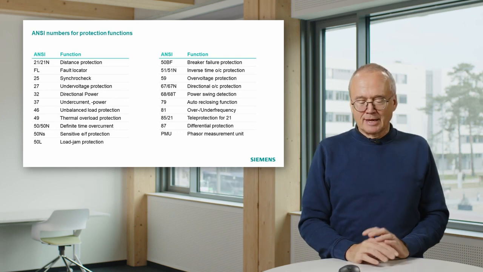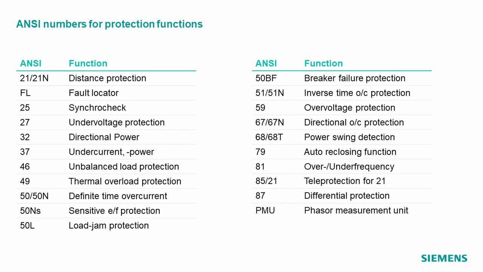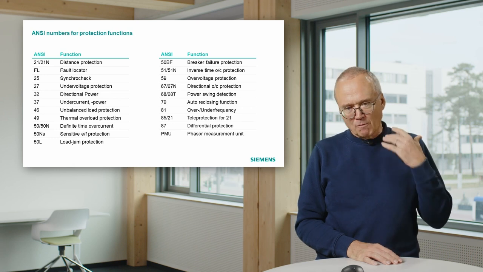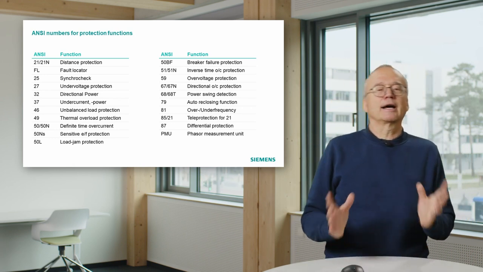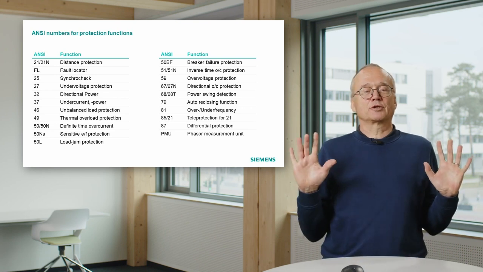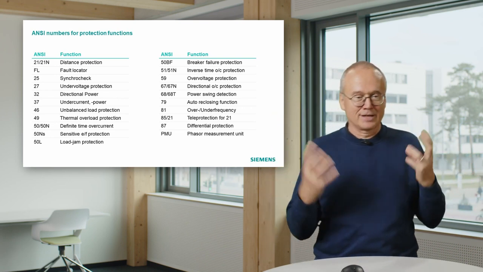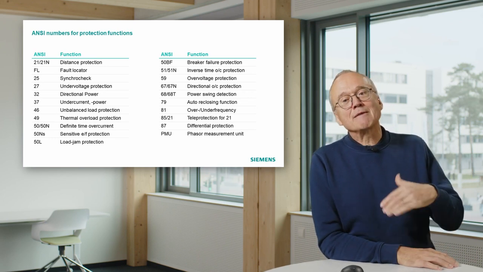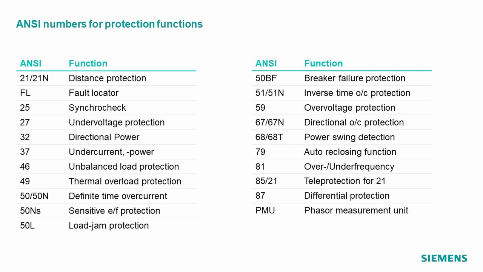And for that reason, we often use these so-called ANSI numbers for protection functions. The idea is very simple. You list all protection functions we have and you assign a number to it. And protection engineers normally know that. That means if you wake up a protection engineer at night at 3 o'clock and ask him what is 21, he will tell you distance protection. Very clear. So at least the main numbers are known, and they make these diagrams a bit easier.